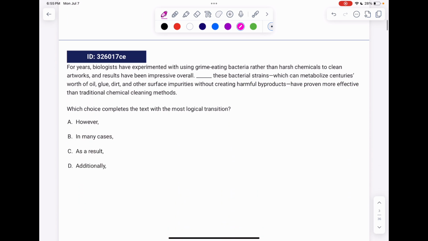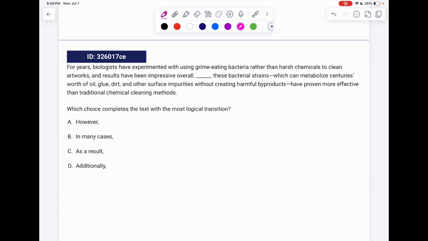Remember, sometimes eliminating wrong answers is the best way to find the right answer. Let's try another one. For years, biologists have experimented with using grime-eating bacteria rather than harsh chemicals to clean artworks, and the results have been impressive overall. These bacterial strains, which can metabolize centuries worth of oil, glue, dirt, and other surface impurities without creating harmful byproducts, have proven more effective than traditional chemical cleaning methods.